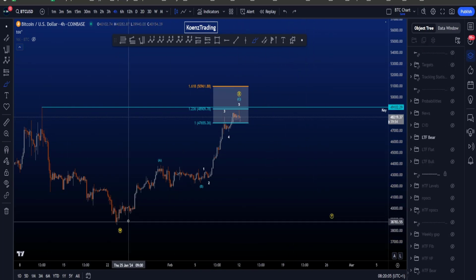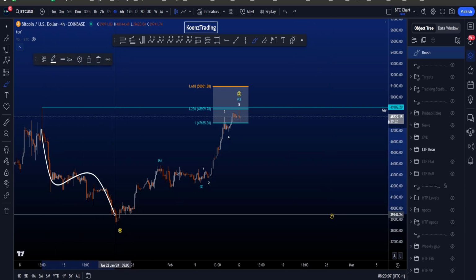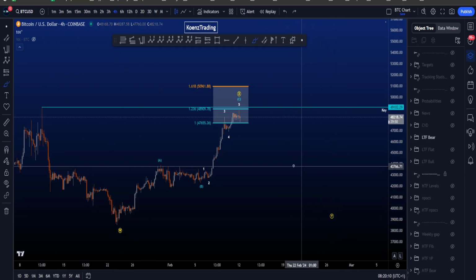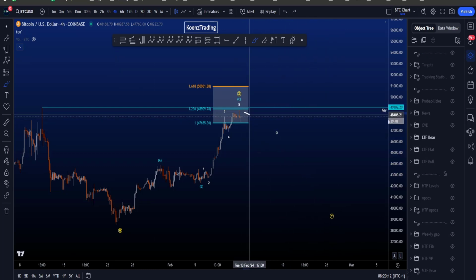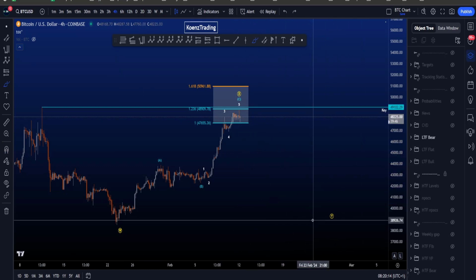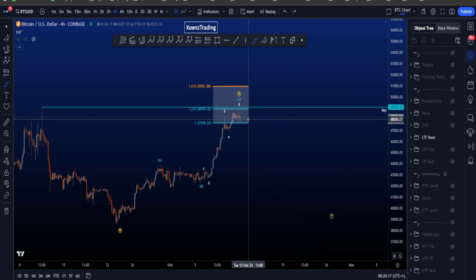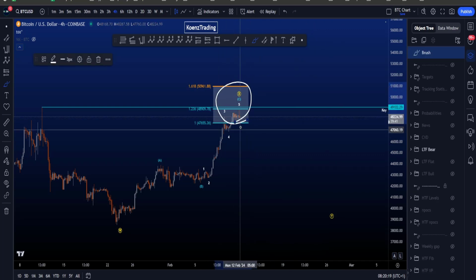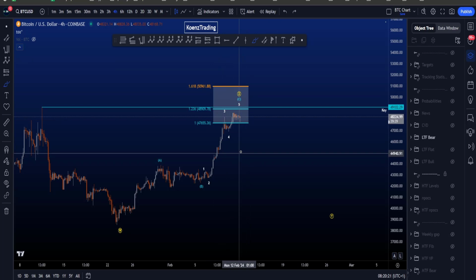In this scenario, because wave W is a zigzag structure to the downside, wave Y only has 2 options, either a flat structure or a triangle structure. Now, for a triangle, it's way too early to call, and first of all, we need to see a local weakness for the end of a wave C or X.